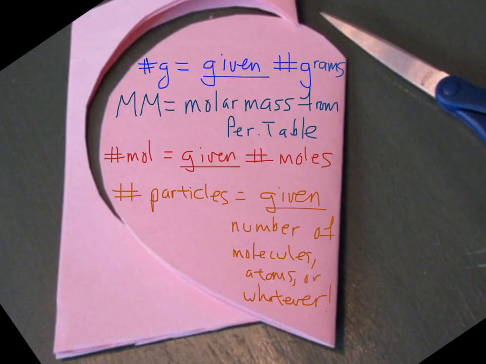So lastly, these are the little reminders of what these little symbols mean on the other side or inside of your heart. So on the conversion factors that are given as an example, the number of grams, that's the given number of grams. That's what you start with. MM is the molar mass from the periodic table. Number of moles means that that is the given number of moles. If they give you a number of particles, that is your given, and you always start your calculations with a given. Always start your calculations with what is given. Okay, so that's your setup for the mole heart.